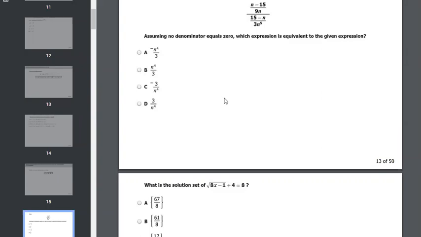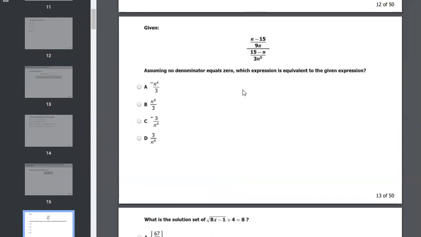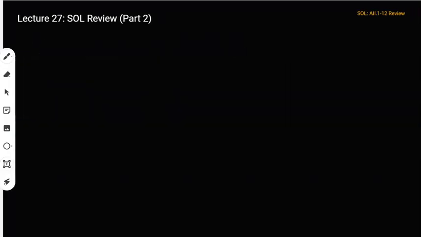Okay, this one is number 13. This one gives us a fraction on top of a fraction. So let's write this down first. I've got n minus 15 over 9n. So that's going to be the numerator.